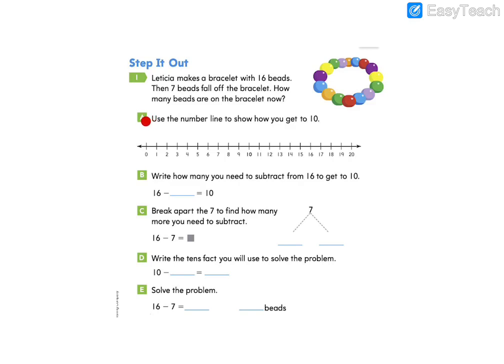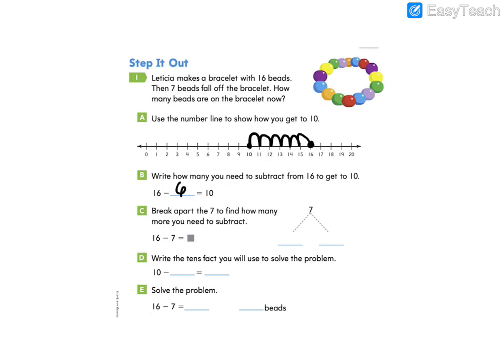First, we're going to use the number line to show how we'll get to 10. We're going to start at 16. I'm going to mark 10 on my number line as well. How many jumps is it to get from 16 to 10? I'm going to make a total of 1, 2, 3, 4, 5, 6 jumps.